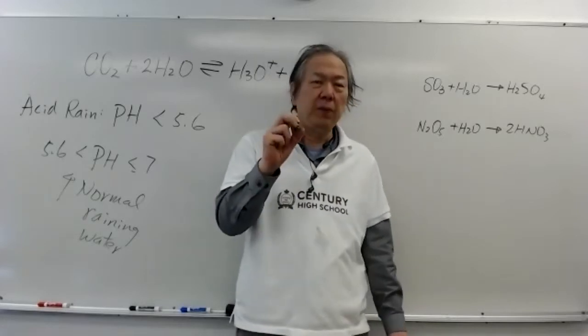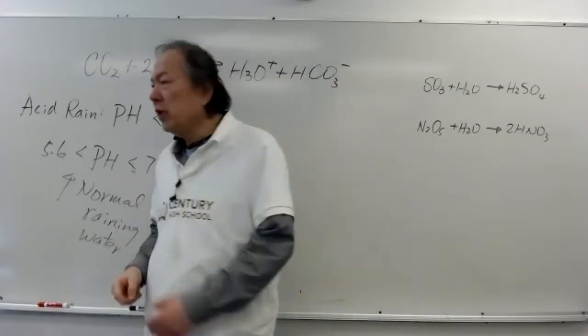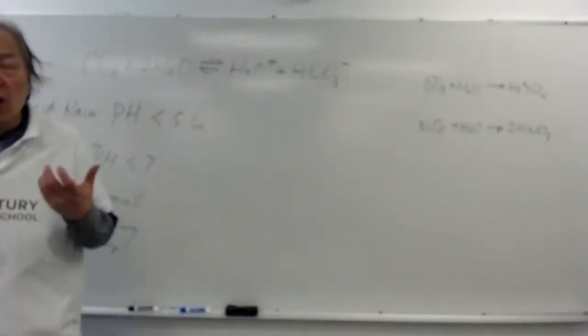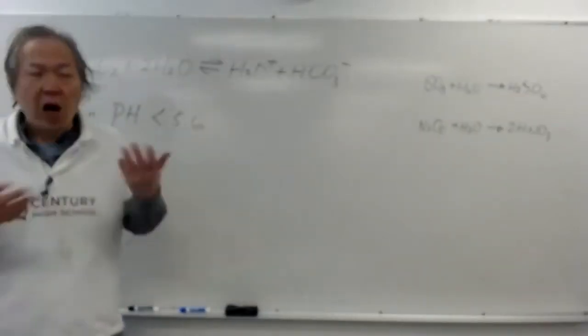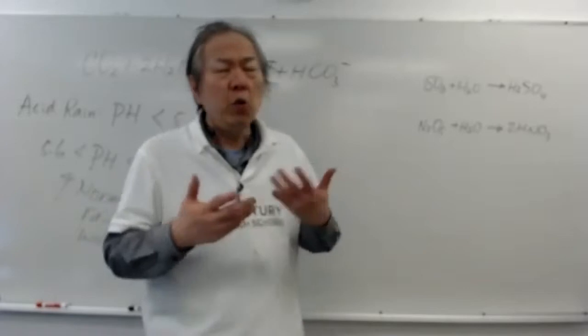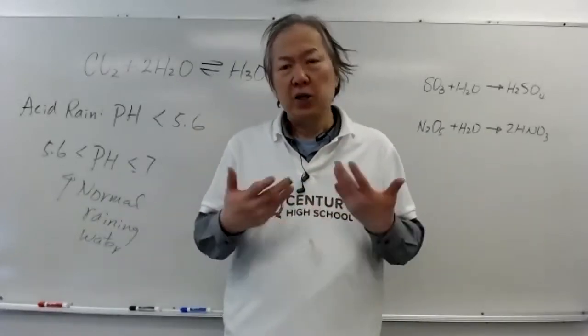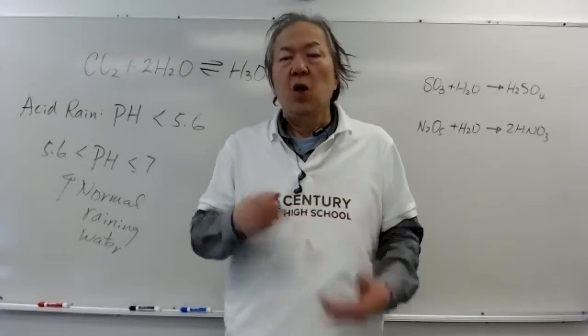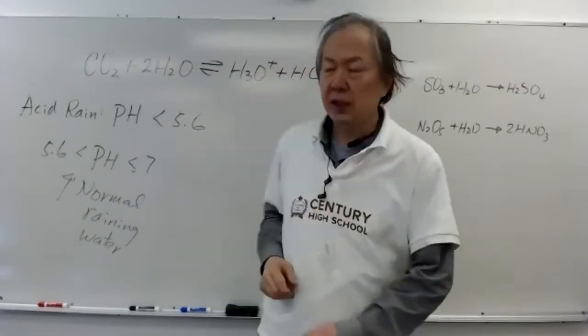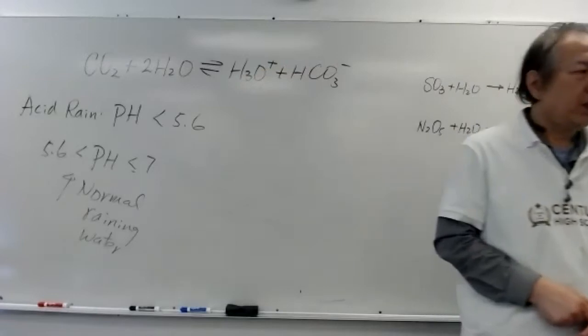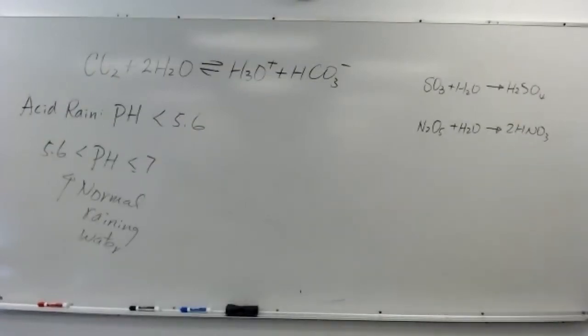But whenever we do a titration of an acid or base, how do I know when I stop? We use something we call the indicator. What's the meaning of indicator? It's something that can change color.